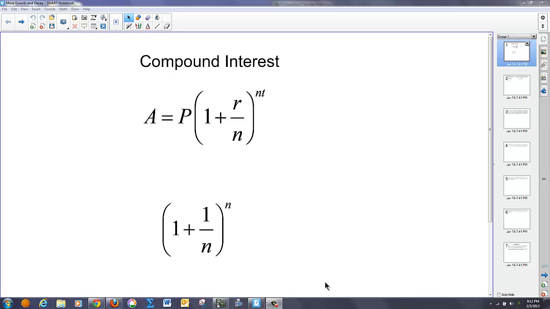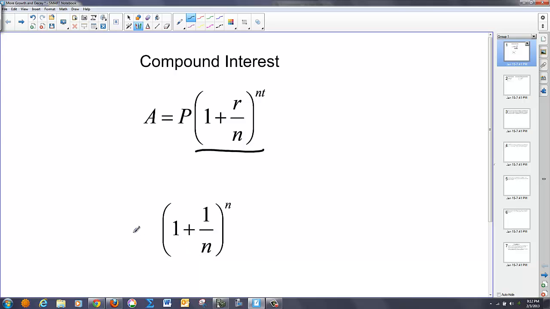All right, so what we're going to do today is look at some more application problems for exponentials, but we're going to start by looking at an equation that we've already dealt with, this compound interest equation, and specifically the part that involves how many compounds we have. In theory, we know that the more compounds, the more interest you should get.